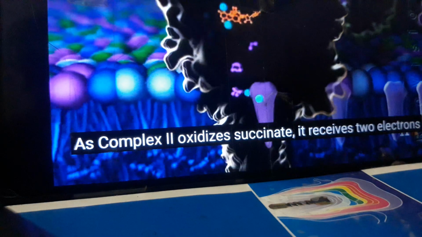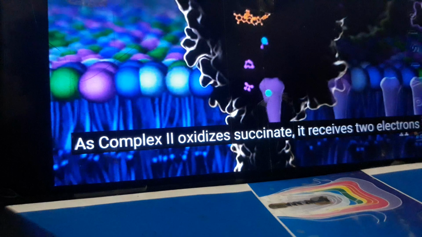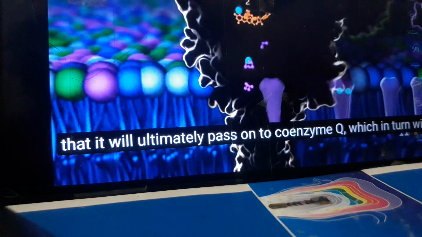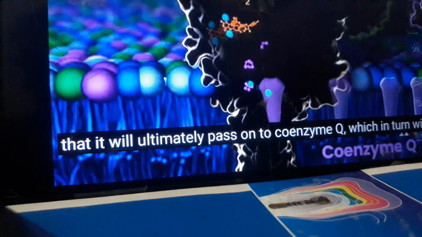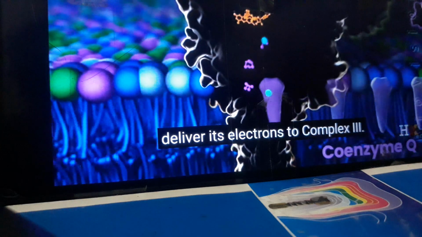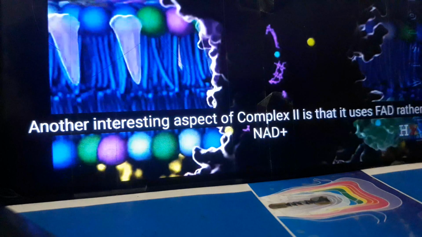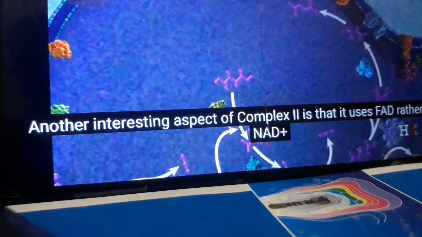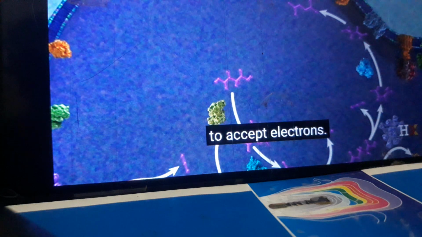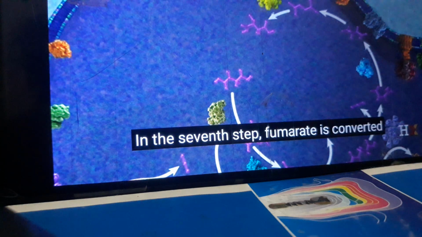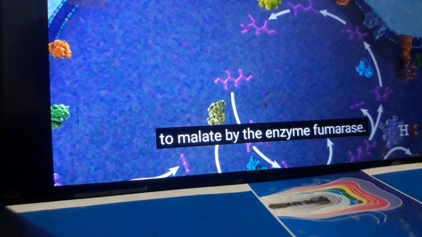As complex 2 oxidizes succinate, it receives 2 electrons that will ultimately pass on to coenzyme Q, which in turn will deliver its electrons to complex 3. Another interesting aspect of complex 2 is that it uses FAD rather than NAD+ to accept electrons. In the 7th step, fumarate is converted to malate by the enzyme fumarase.